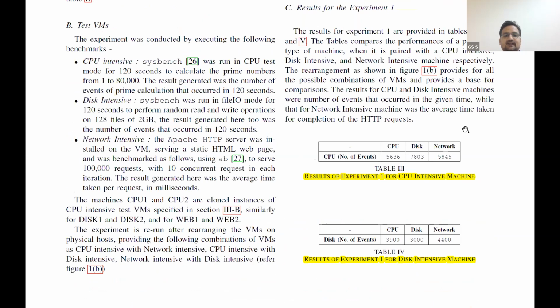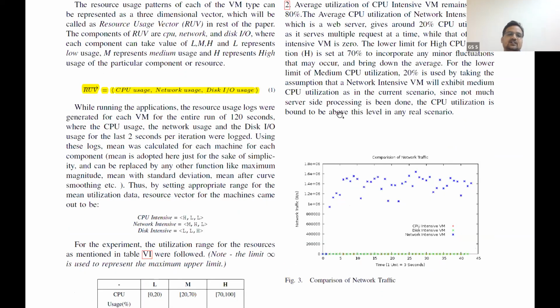So there are a set of experiments which are done. This is the resource utilization vector: CPU uses, network uses, and disk IO uses. A CPU intensive application will have HLL. H means higher CPU uses, low network uses, and low disk IO uses. A network intensive VM will have moderate CPU uses, high network uses, and low disk IO uses. Similarly, a disk intensive application will have LLH, which means low CPU uses, low network uses, and high disk IO uses.